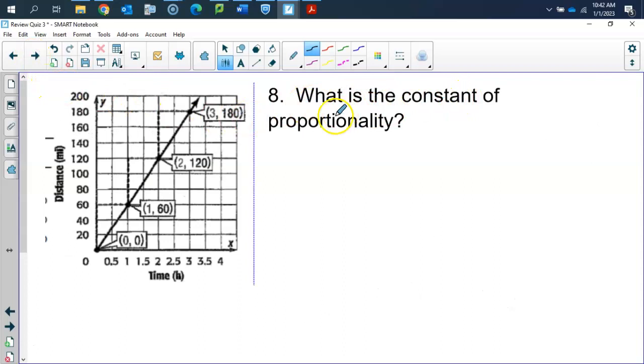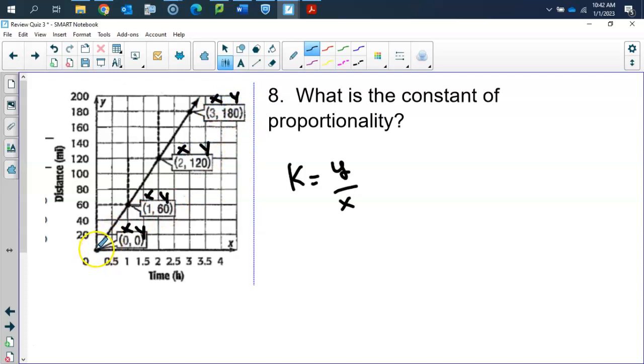What is the constant of proportionality in this graph? Go. Well, again, K is Y over X. This is an X and a Y. This is an X and a Y. This is an X and a Y. This is an X and a Y.